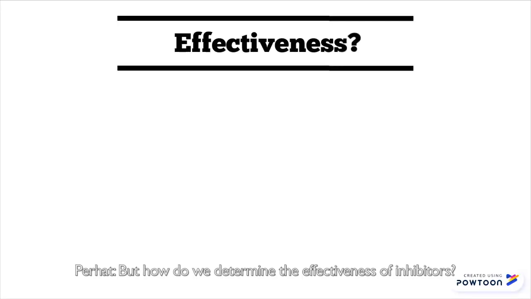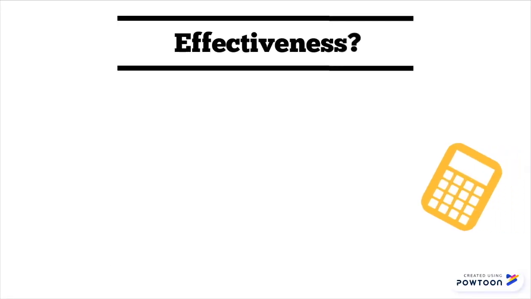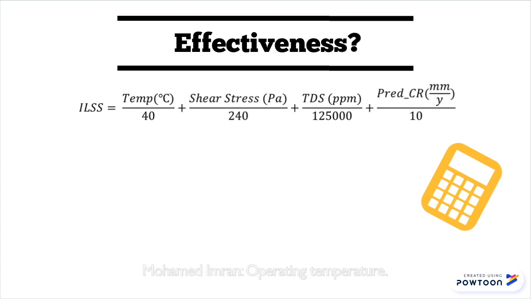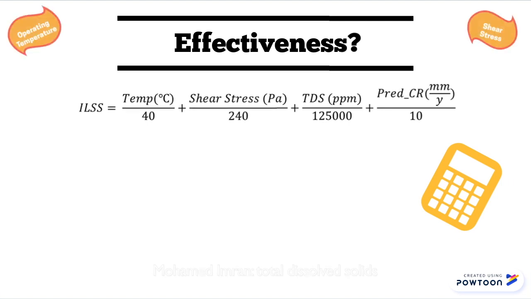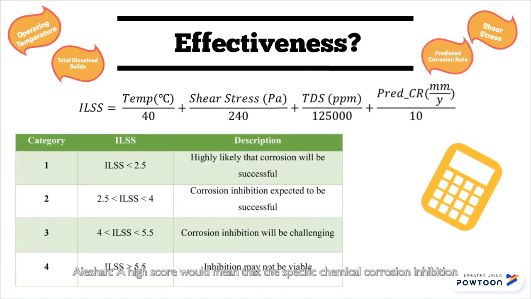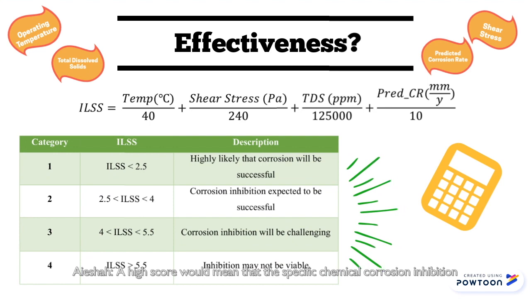But how do we determine the effectiveness of inhibitors? We can use the inhibitor likelihood success score, ILSS, which is scored based on four factors, which are operating temperature, shear stress, total dissolved solids, and predicted corrosion rate. A high score would mean that the specific chemical corrosion inhibitor would be less effective unless a high concentration is used. The table below shows the range of values of the score and the effectiveness of the inhibitor.